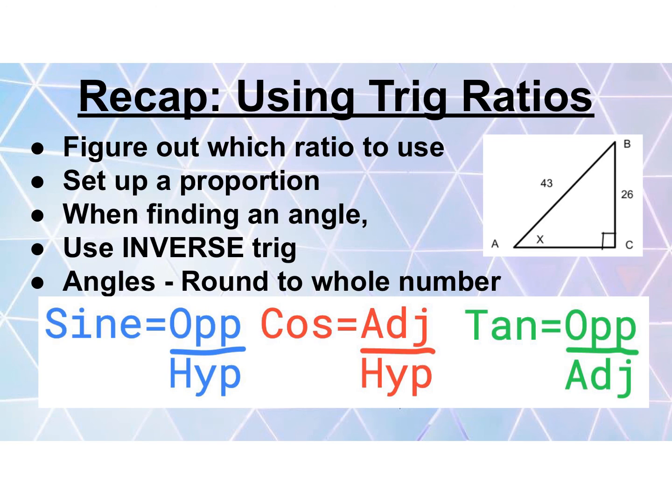So just like when we were trying to find a side, go to where you are, figure out what two pieces you have so you can figure out which ratio you're going to use. When you're finding the angle, you need to use the inverse trig, and with angles, we're going to round to whole numbers. Nice job.